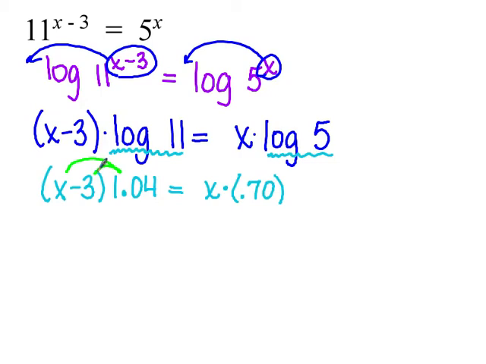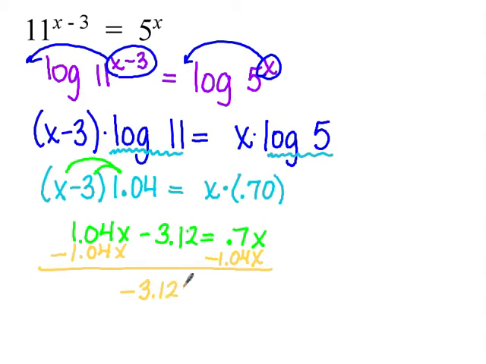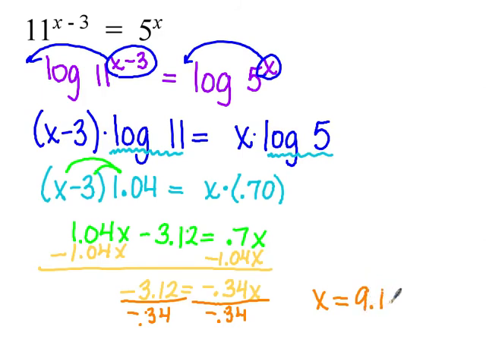So really, you have 1.04x minus 3.12, and that's going to equal 0.7x. So how do you solve that? You bring the x's over. I could bring the 1.04 to the right so that I don't have to move the 3.12. So I end up having negative 3.12 equals negative 0.34x. What do you do now? Divide by the negative 0.34. Good. And what do you get x to equal? Somebody else get 9.18? Very good.